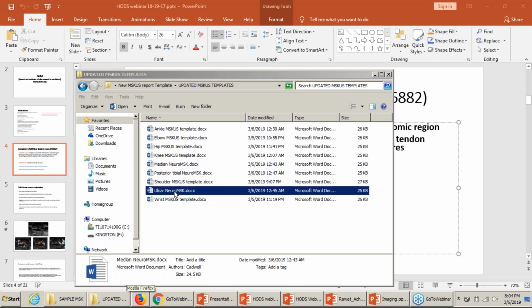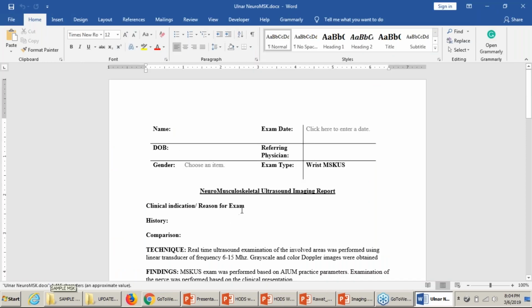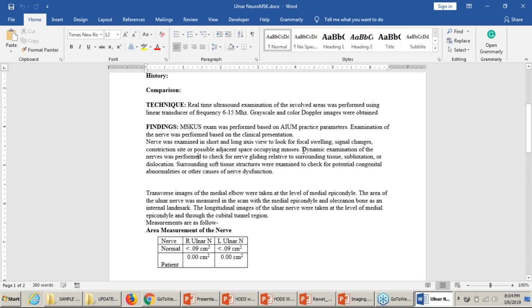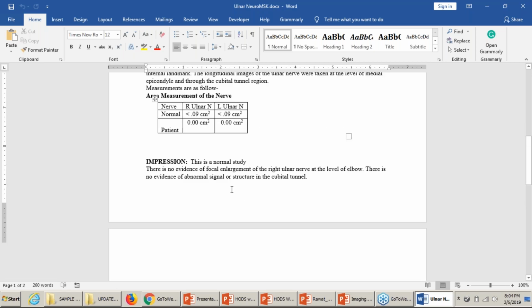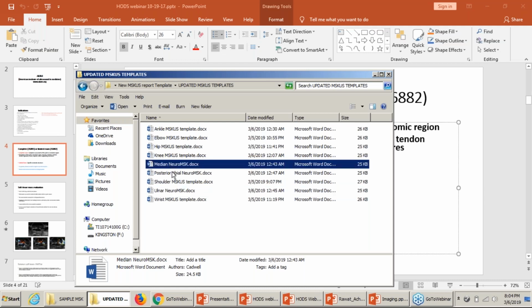Okay, now let's move to ulnar nerve. So same thing here. First page, you have to mention which nerve you measured and what the cross-sectional area measurements are, and if there is any focal change in the nerve signal or caliber or any physical deformity or space occupying lesions around the nerve, and how's the mobility of the nerve. So same thing here.